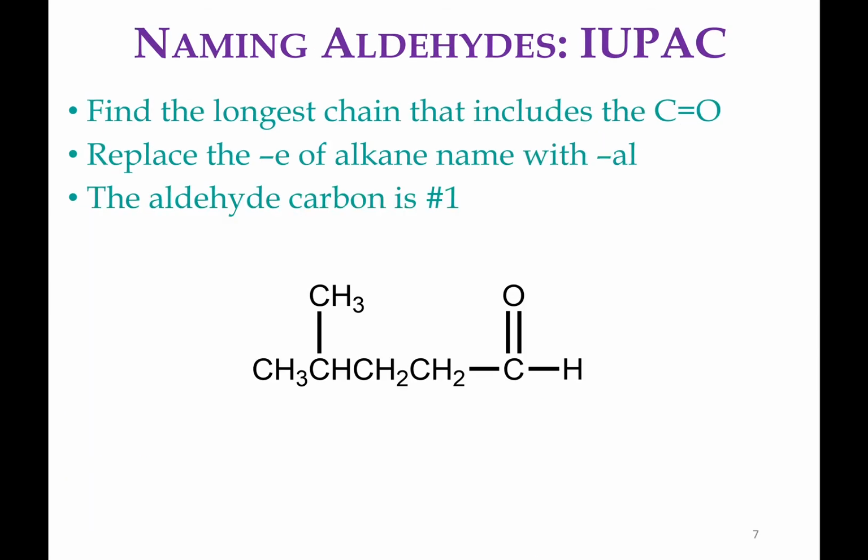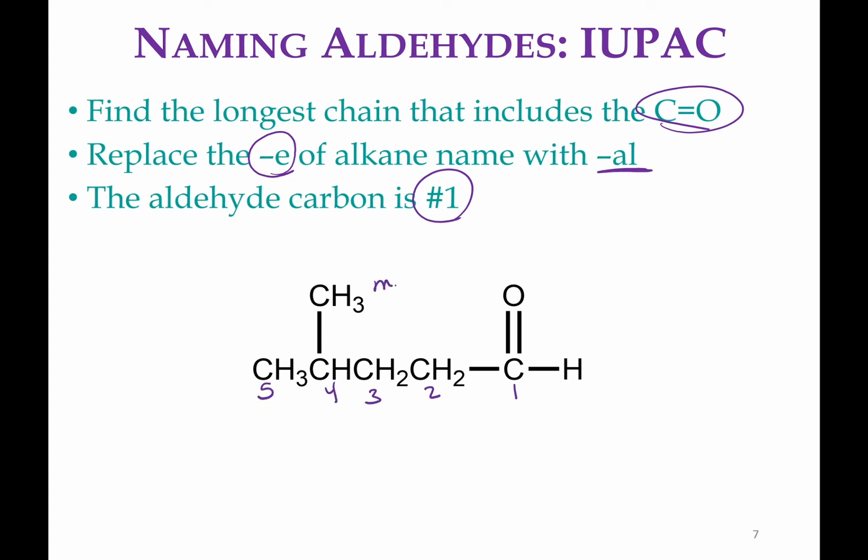So remember, we're going to follow all the same naming rules that we've been following. We're just going to change the ending to something else now. And the aldehyde is going to take precedence. So we're going to find the longest chain that includes the carbonyl group. If it's an aldehyde, it's always going to be on the end, where we're going to replace the E of the alkane name with al, and the aldehyde carbon is always number 1, so you don't have to number it in this case. So 1, 2, 3, 4, 5.